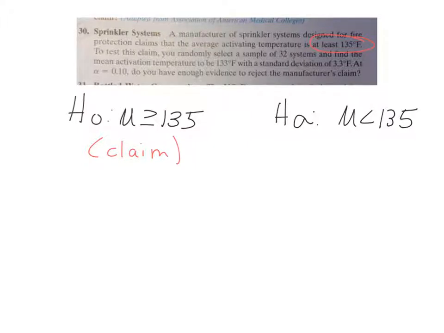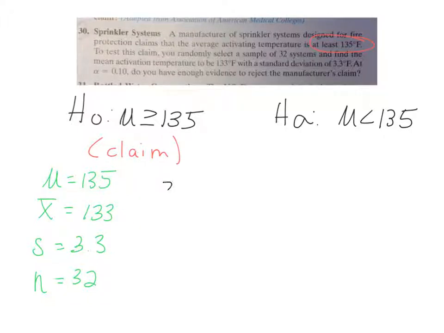Now, just keeping track of the information we have, we can see that the hypothesized average focuses around 135 degrees Fahrenheit. Our sample mean was 133 degrees Fahrenheit, the standard deviation of our sample was 3.3, and our sample size was 32. So the first thing we need to do is calculate our test statistic.